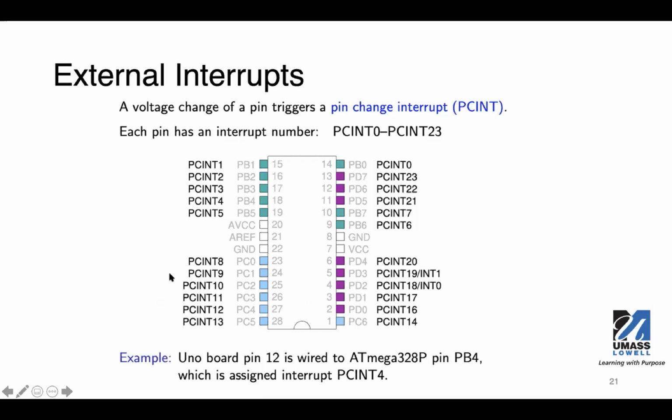For example, this is the Uno board, using the ATmega328P processor, and this pin 12 is wired to the PB4, which is assigned to the PCINT4.